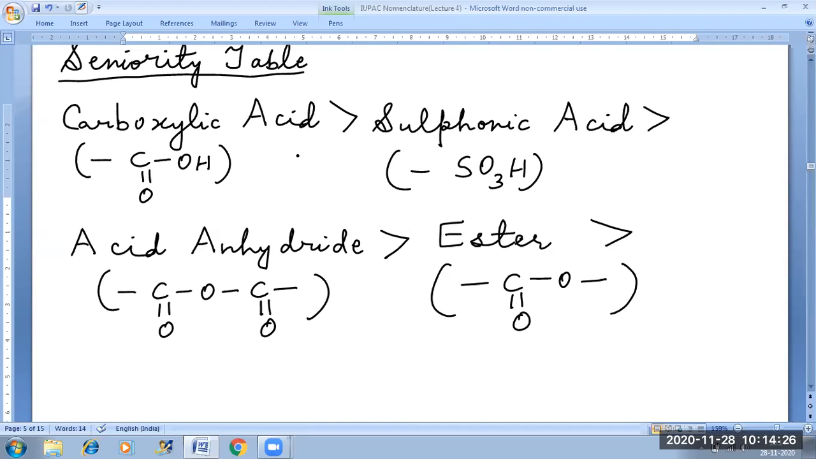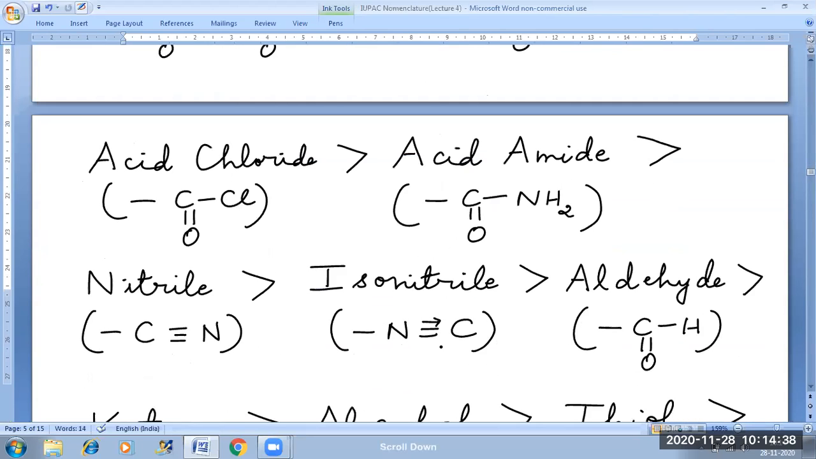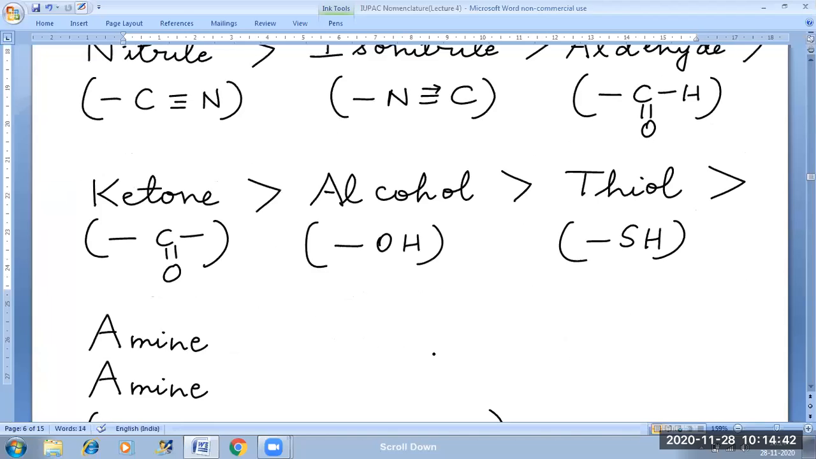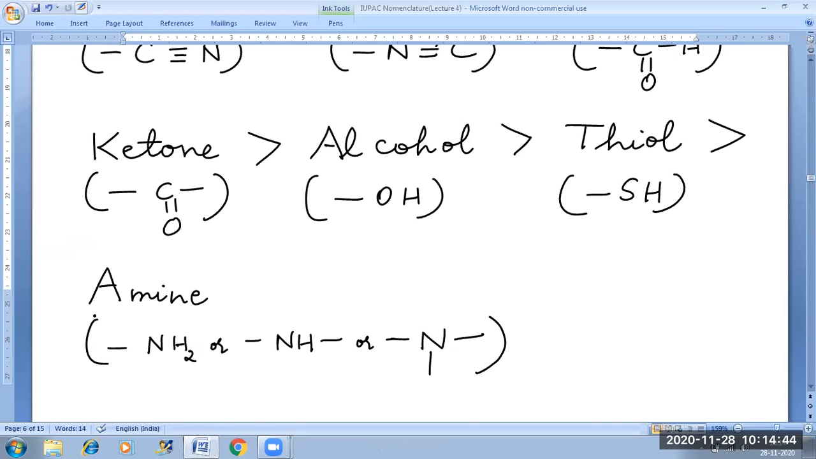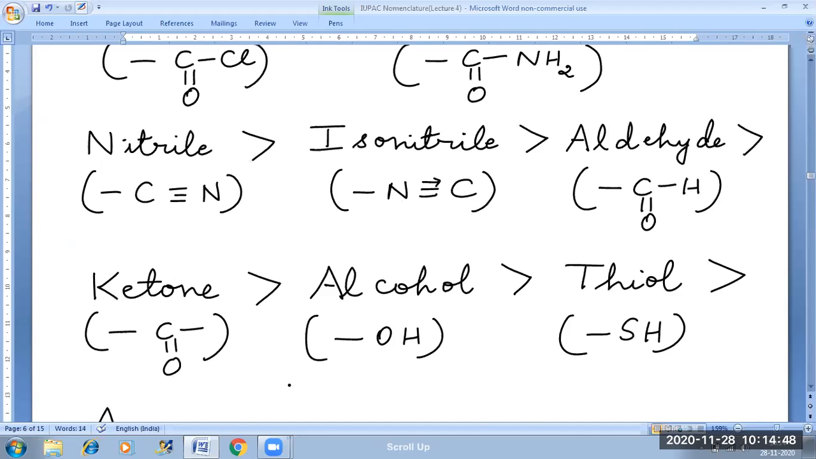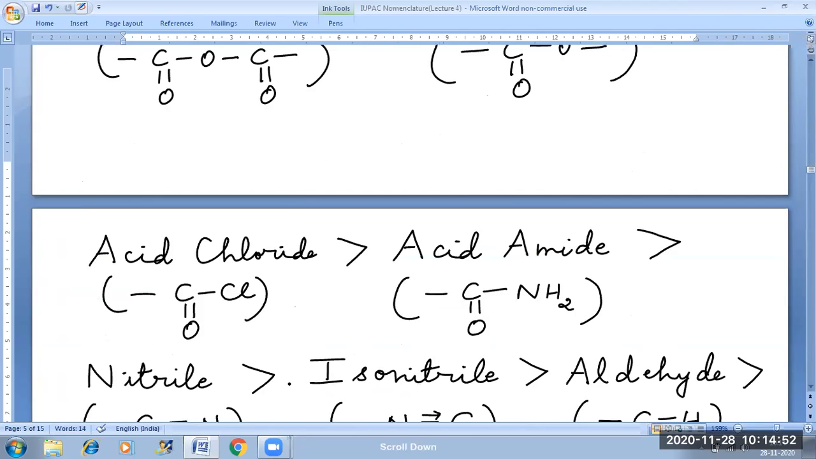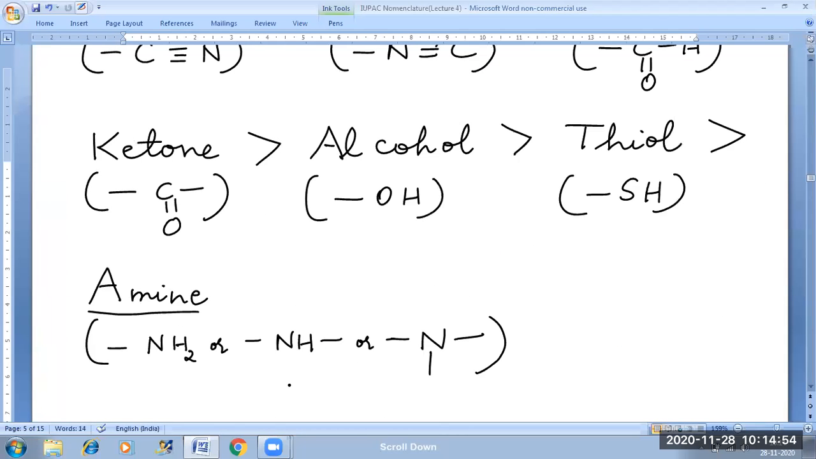Decreasing order, that means from highest to lowest. So highest priority goes to carboxylic acid, followed by sulfonic acid, followed by acid anhydride, and so on and so on. In this way, you will have the priority series. This is a decreasing order of priority series, which you have to remember. At the last, we have amine, which has the least priority out of all these. Highest priority is of carboxylic acid and least priority is given to amine.